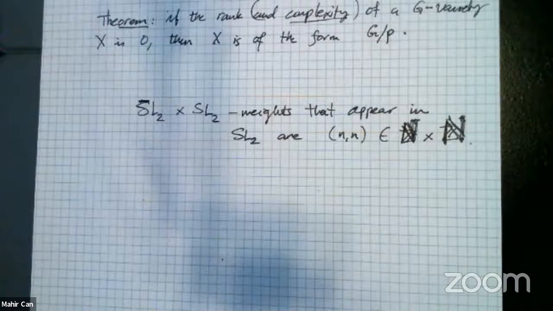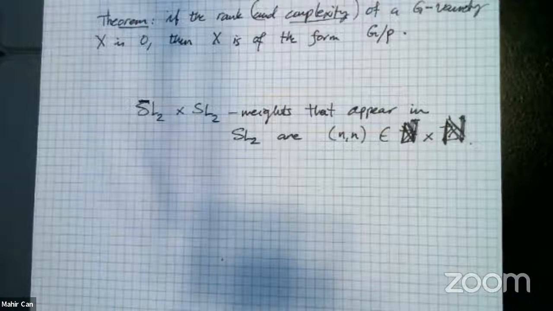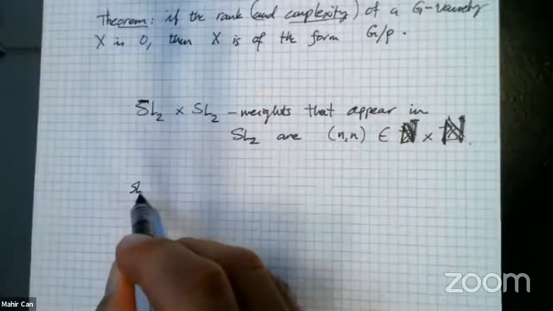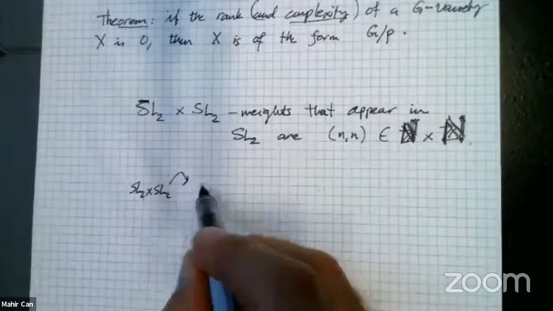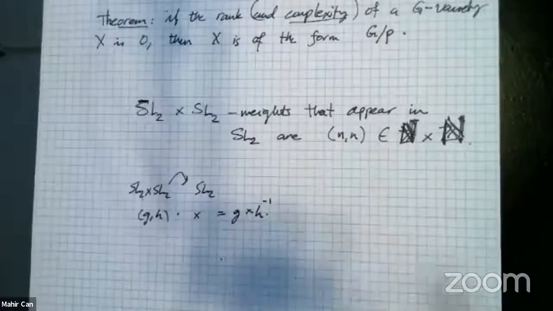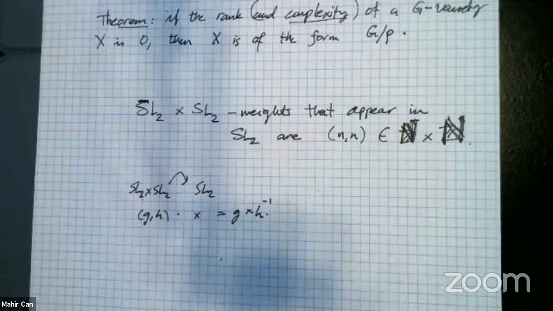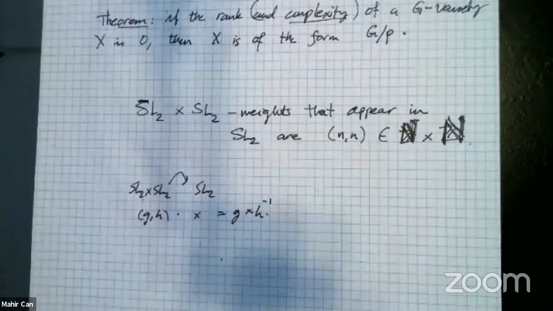Okay, but the action, the right factor and the left factor can act using different elements, right? This is not some kind of diagonal action or something. Correct. So the SL2 cross SL2 action, G, H acting on X, is just GXH inverse. Right. Because of that, I'm surprised. I can't tell why the two components of the weight have to be the same. Why can't they be independent as well?